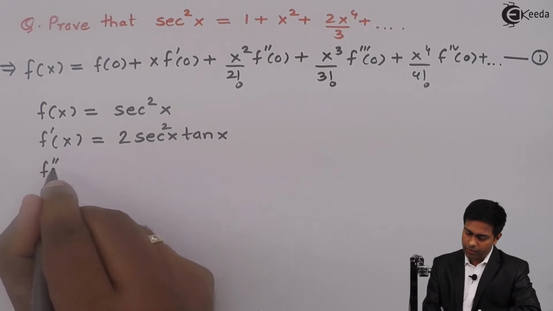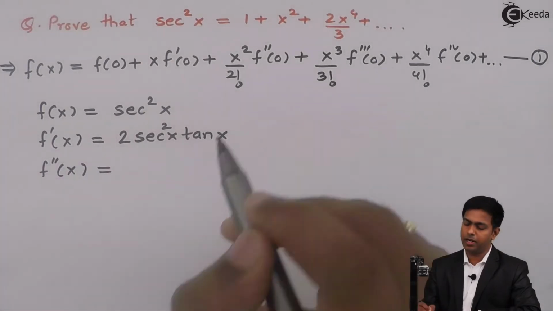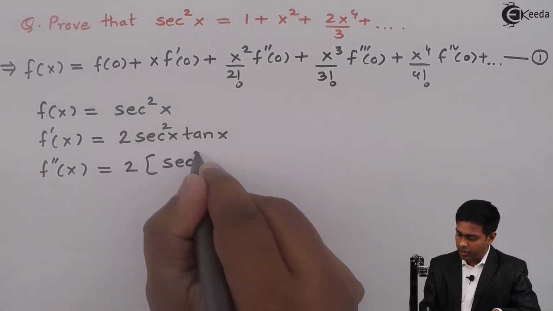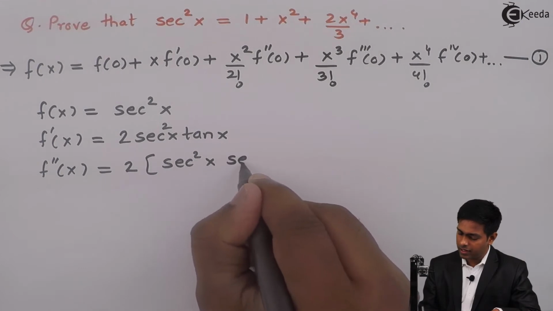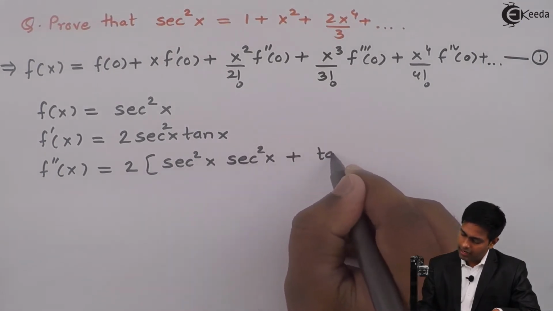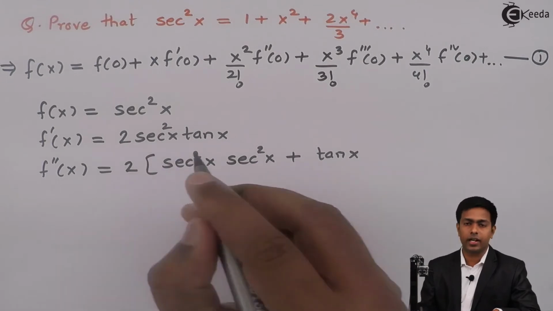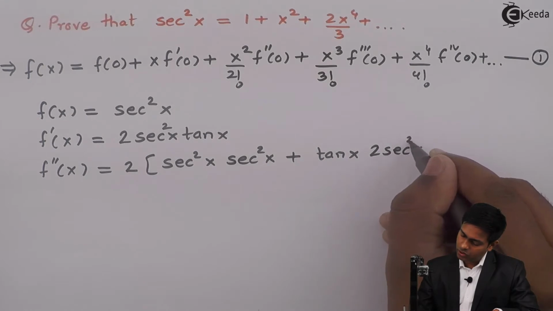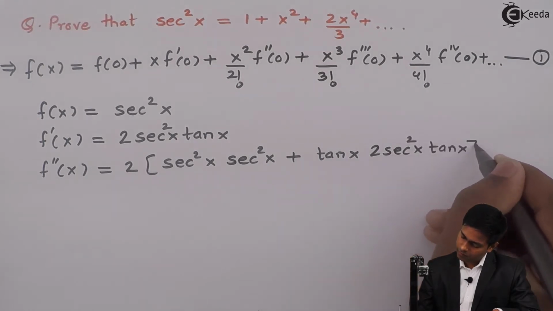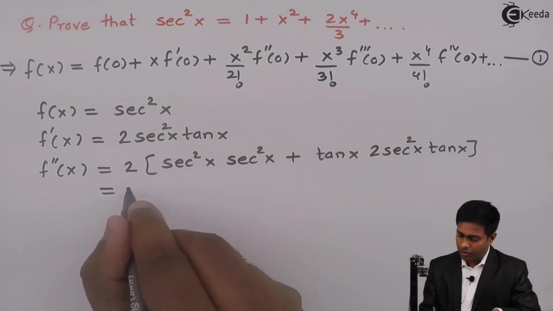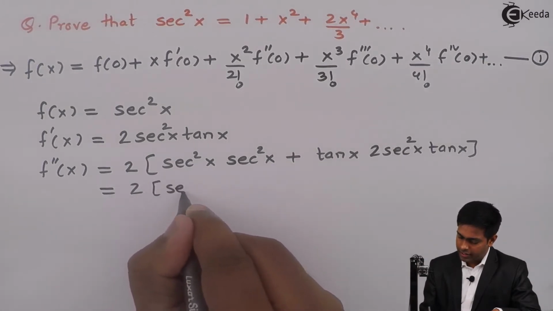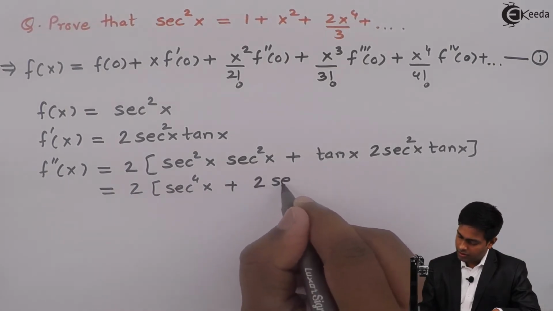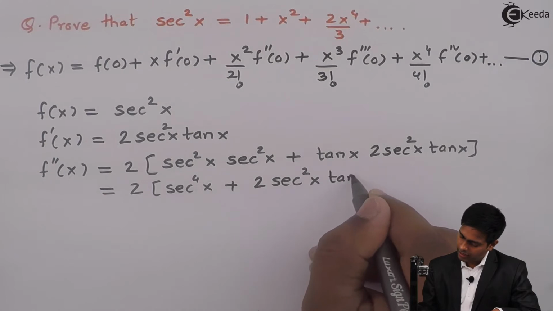Next we'll find out f double dash of x to get the value of f double dash of 0. So 2 as it is, here we'll apply the product rule. Sec square x as it is, the derivative of tan x is again sec square x, plus tan x as it is, and the derivative of sec square x is 2 times sec x and again sec x into tan x, so sec square x into tan x. So we'll take it together, we will get 2 times sec raised to 4x plus 2 times sec square x into tan square x.